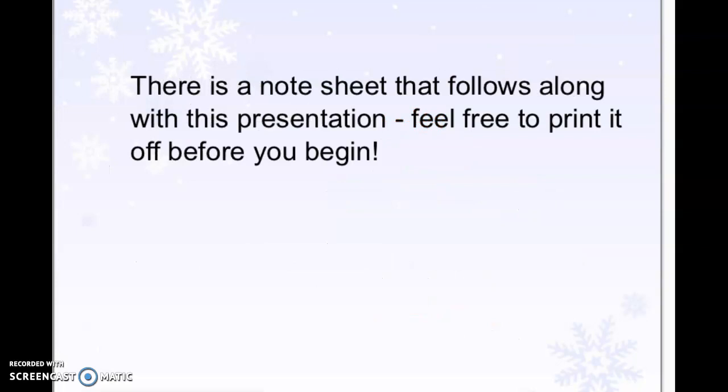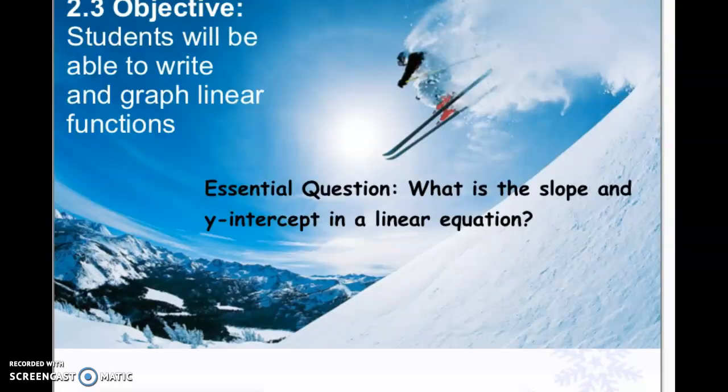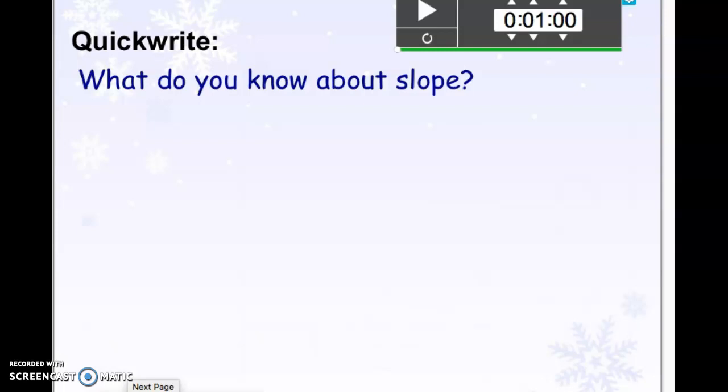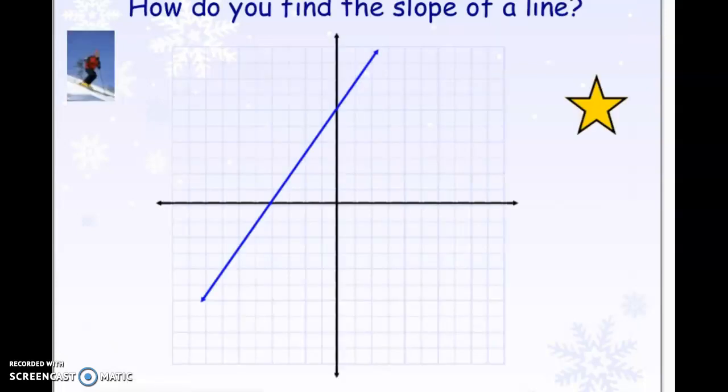So there's a note sheet if you want to follow along with it. It involves some graphing, and so that might help you to have accurate graphs. All right, so what is the slope and y-intercept in a linear function, linear equation? So first, take a quick moment to think about what you already know about slope. There is a discussion board to brainstorm your ideas and talk about slope.